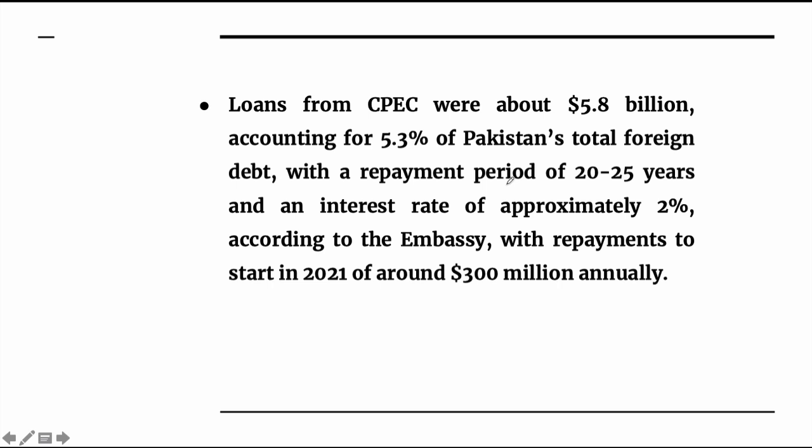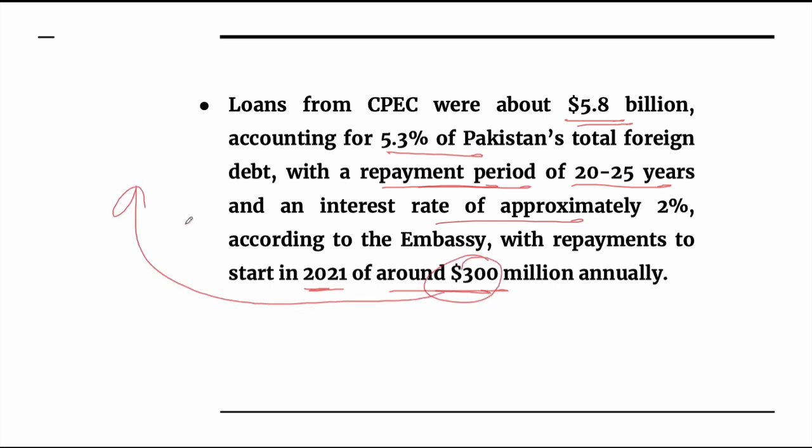Even in the case of loan for CPEC, if you talk about the loan from CPEC, it is around $5.8 billion, which is again a huge amount. It is around 5.3% of Pakistan's total foreign debt. A repayment period of 20 to 25 years, interest rate of approximately 2%, with repayment to start in 2021 of around $300 million. So this amount is huge. It means every year Pakistan needs to repay $300 million. In addition to this, if a line is developed from Peshawar to Karachi, this amount may further increase. So China needs assurance of repayment. If Pakistan is not able to pay the amount, then China may ask for something else.